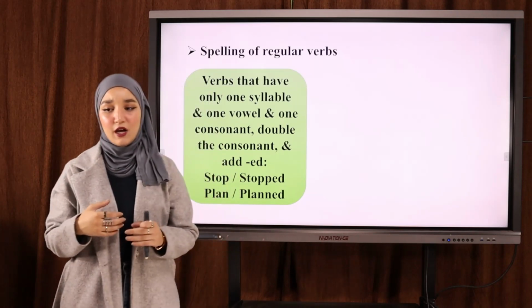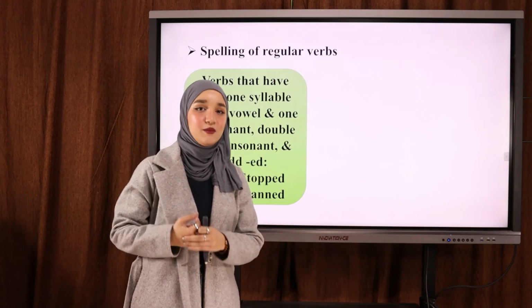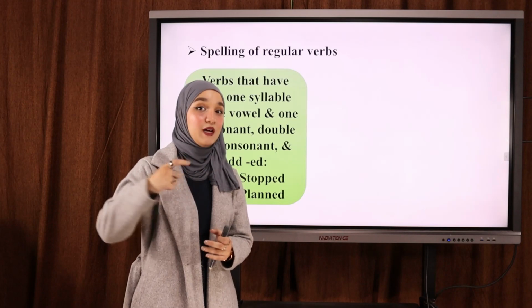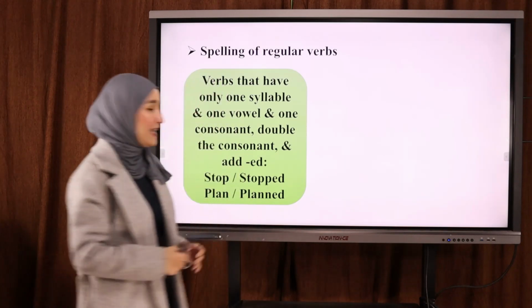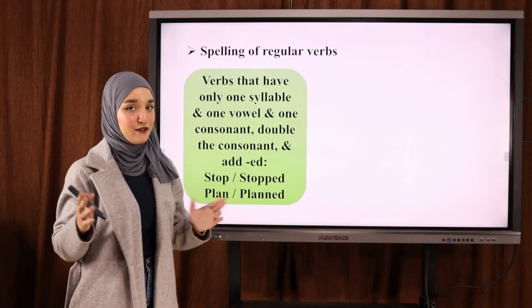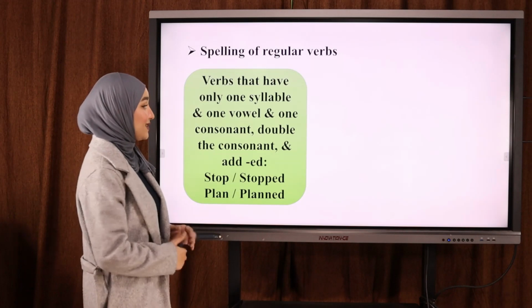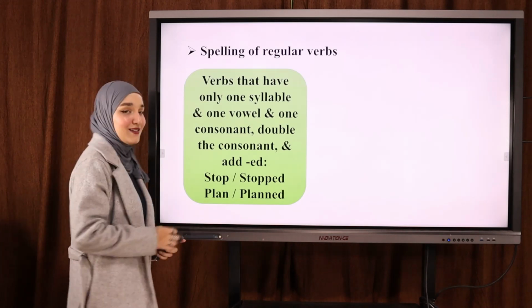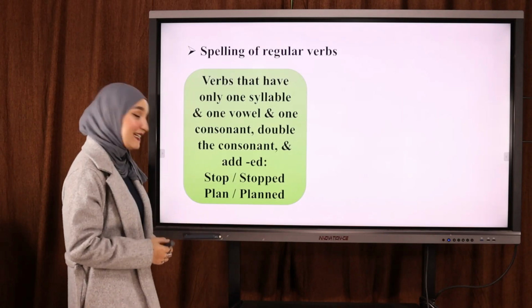في كلمة. So words have syllables, okay? One syllable, sometimes words have more than one syllable. لديهم أكثر من مقطع واحد مقطع صوتي. 2 syllables, 3 syllables, 4 syllables, okay? It depends on the word, okay? تختلف حسب طول الكلمة. So verbs that have only one syllable and one vowel, حرف ناطق واحد and one consonant, حرف صامت. We double the consonant and we add ed.